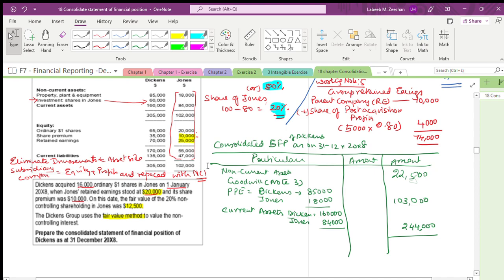Good. What is the total of this? 22,500, 103, and what has happened? Total assets, how much will you get? 22,500. The total comes to 369,500.